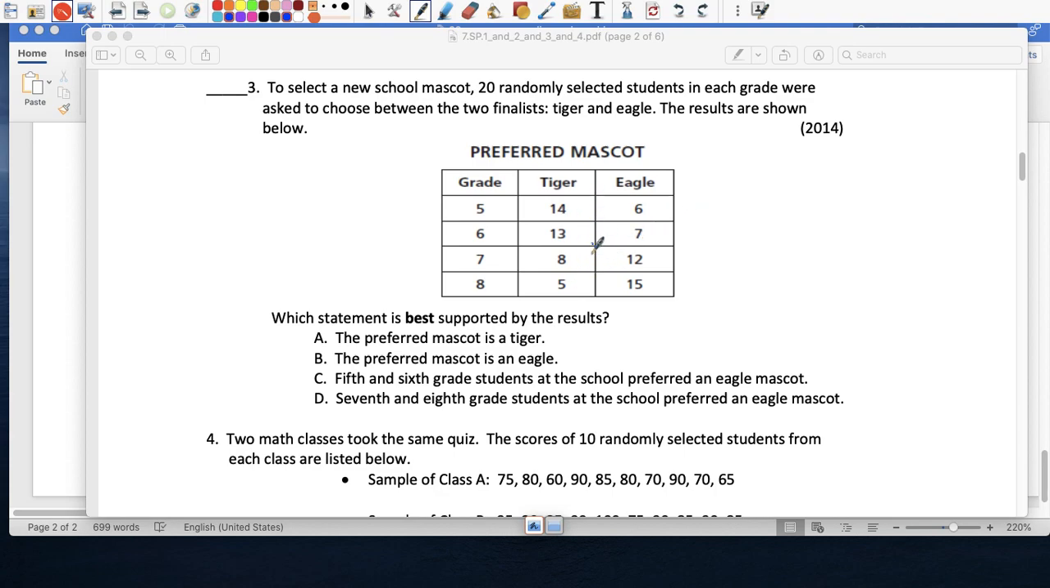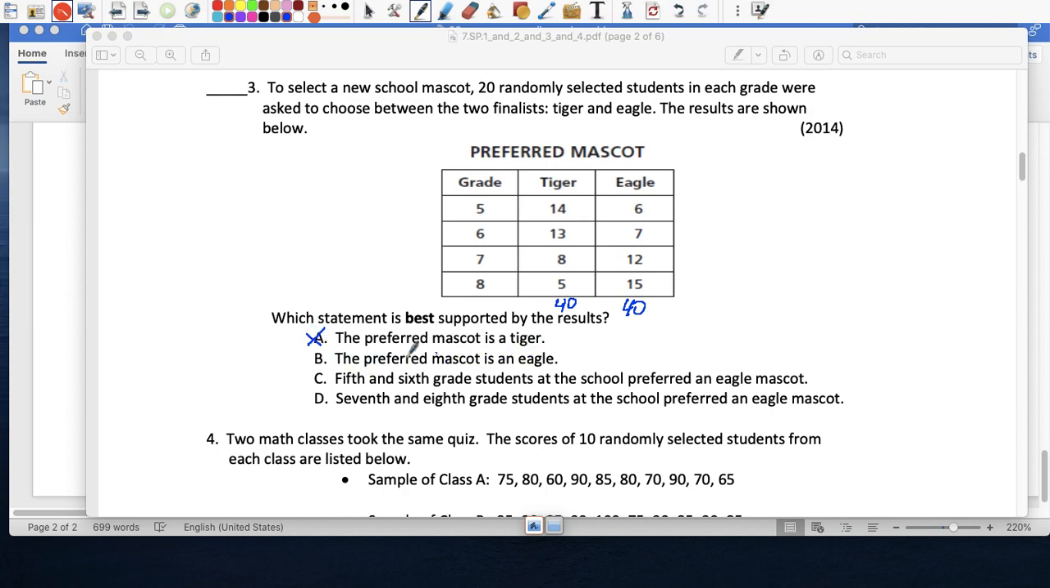Let's add this up first of all. 14 plus 13 plus 8 plus 5 equals 40. So we had 40 people choose tiger. And 6 plus 7 plus 12 plus 15 equals 40. So that's a tie. So that's not true.